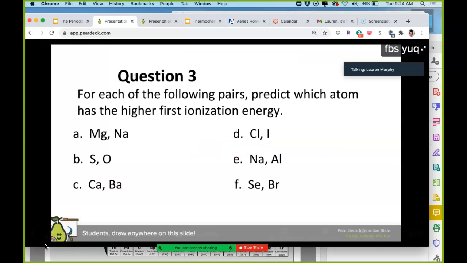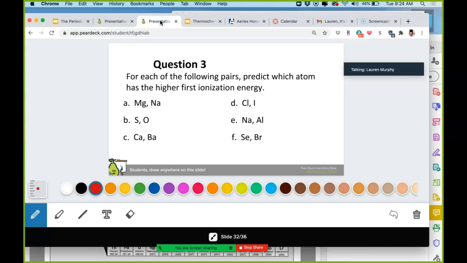I'm going to give you a minute, and I want you to try to predict which atom has the higher first ionization energy. Remember, first just means to remove 1 electron. So what does higher mean? Higher means harder to remove. So I'm going to give you a second to try to rank these. I'll do magnesium and sodium with you.